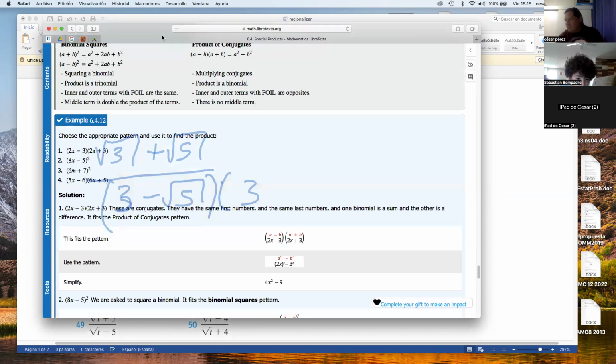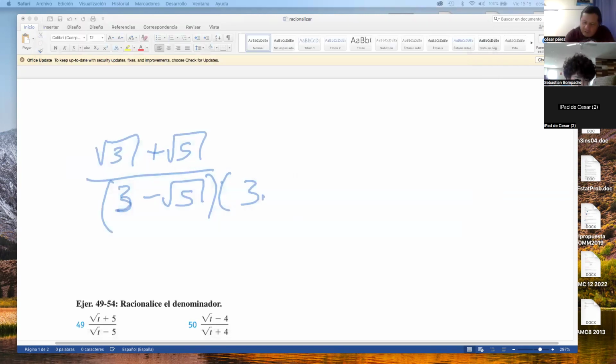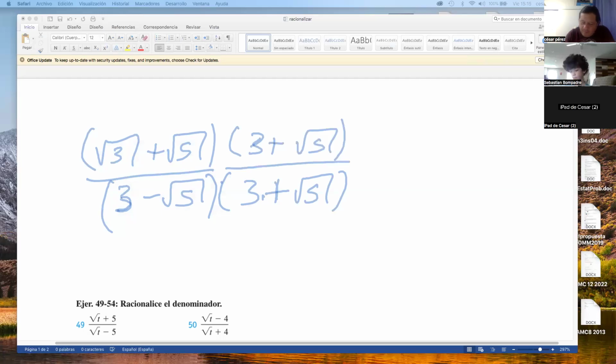Let's multiply by 3 plus the square root of 5 over 3 plus the square root of 5. We're going to multiply this because they are conjugate. We will get 9 minus 5, so 4. Let's skip a step. We will get 4.